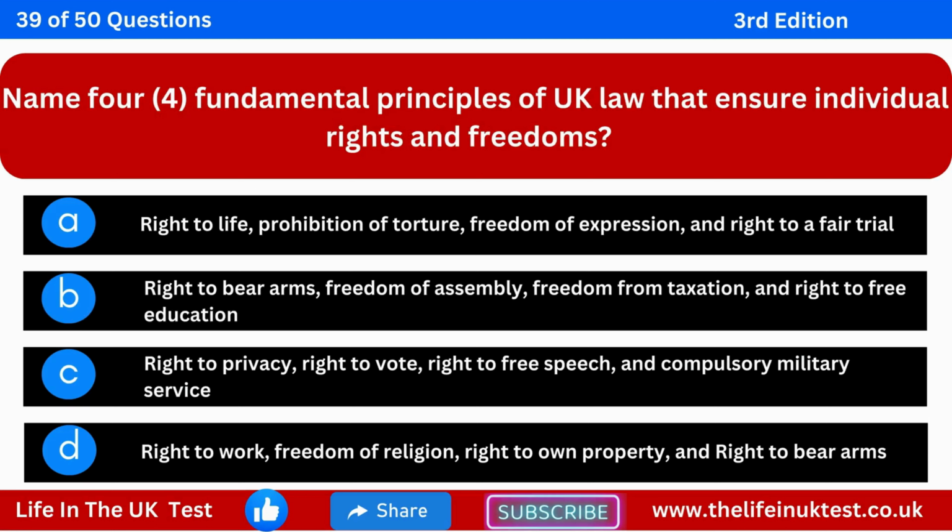Name 4 fundamental principles of UK law that ensure individual rights and freedoms. Option A, right to life, prohibition of torture, freedom of expression, and right to a fair trial. Option B, right to bear arms, freedom of assembly, freedom from taxation, and right to free education. Option C, right to privacy, right to vote, right to free speech, and compulsory military service. Option D, right to work, freedom of religion, right to own property, and right to bear arms.